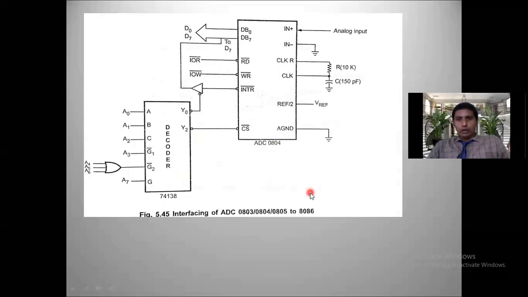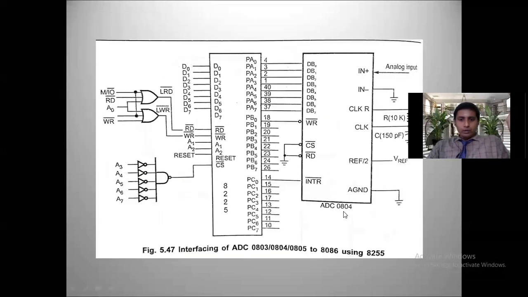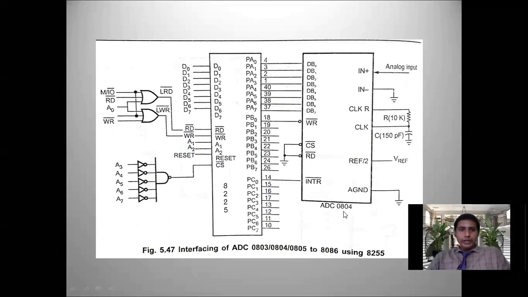Let us see how we can interface with 8255. See the next line. So this is the heading. What is our heading? Interfacing of ADC 0803 family to 8086 using 8255. Let us see how we are interfacing. The right side portion of ADC 0804 is the same: analog input, in minus, clock out, clock in connected to external RC elements, reference is connected to V reference, and analog ground is connected to ground.